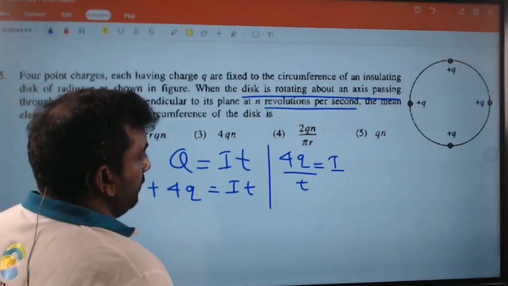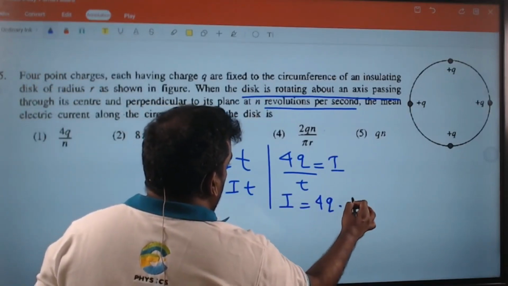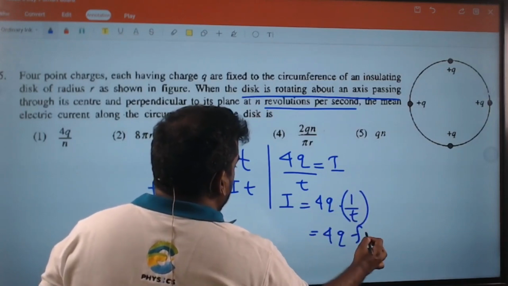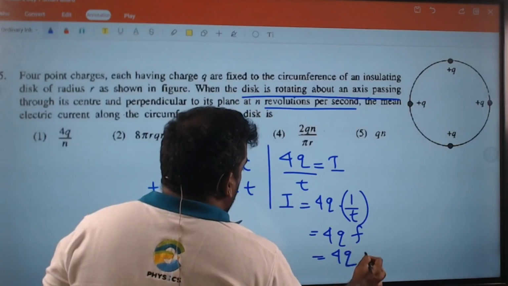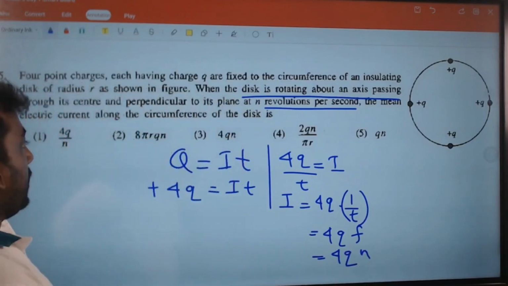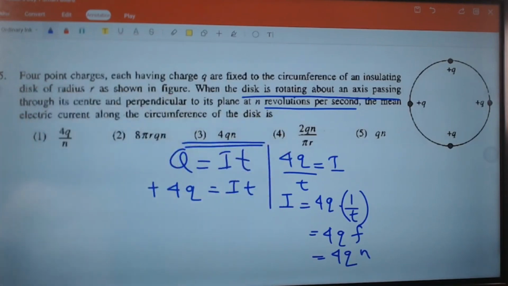Now look at this carefully. I is equal to 4q, 1 over t is frequency. 4q times frequency. Frequency is number of revolutions per second. So 4qn. 4qn means answer number 3. 15th one, answer number 3.